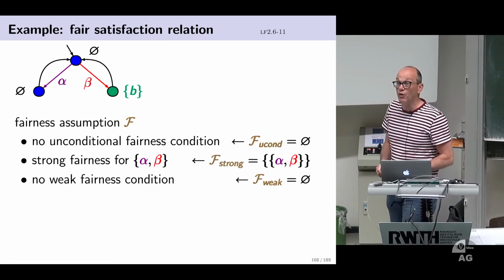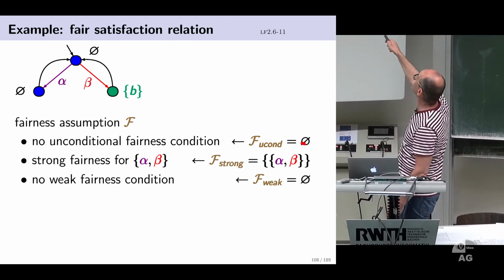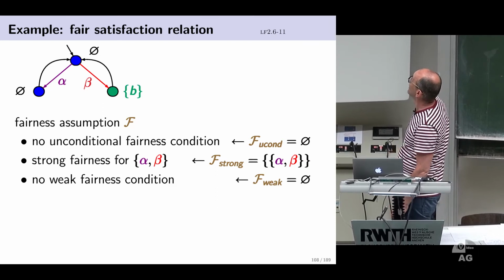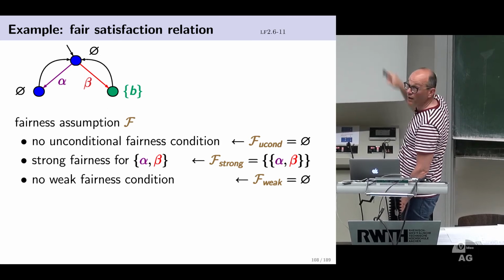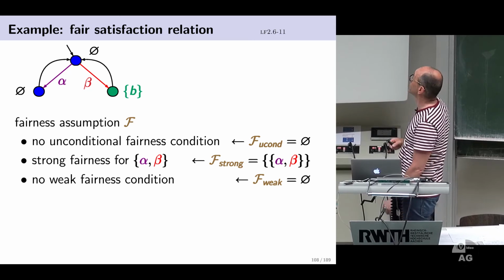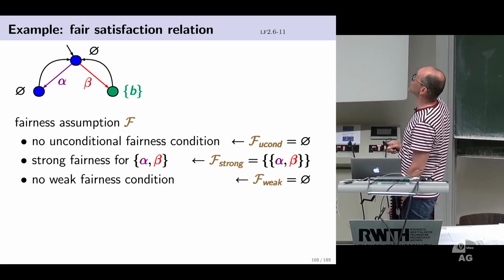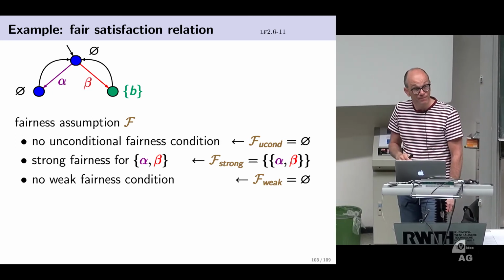So this gives rise formally to the following. We have this triple. The first component is the empty set because there are no unconditional fairness conditions. The second component is the set containing this set alpha beta, because I only have a single set here. And there is no weak fairness condition. That means that the third component is also the empty set. Okay?